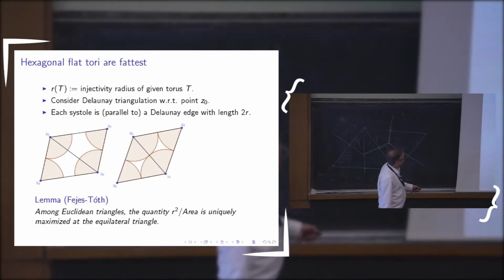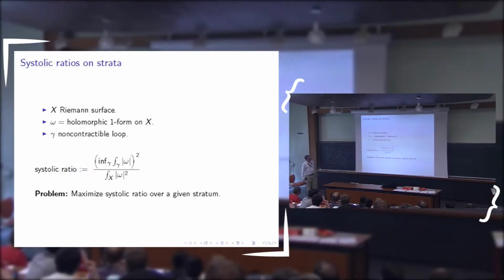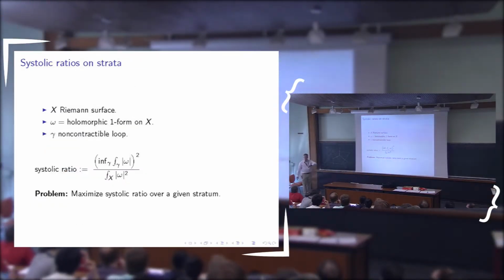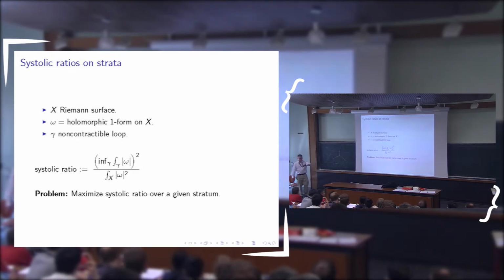Okay. So systolic ratios on strata. So let's go to strata. Let's go. Oh gosh. Okay. Yeah. Right. Oh, I started 2:17, 18. Okay. Thank you. I watched that.